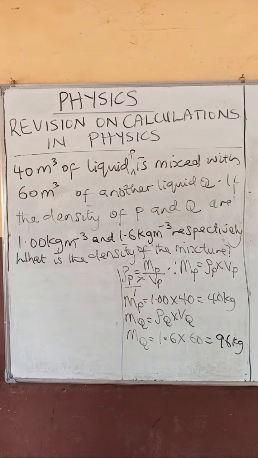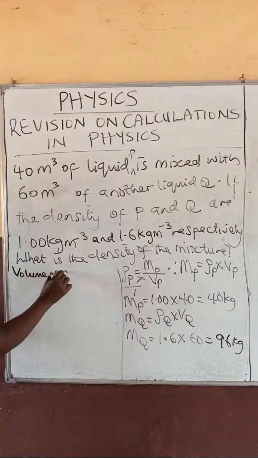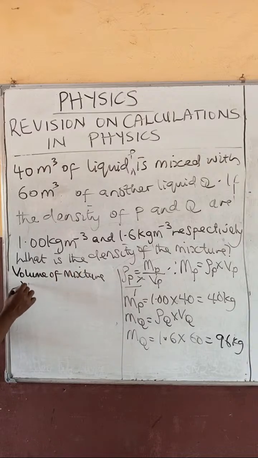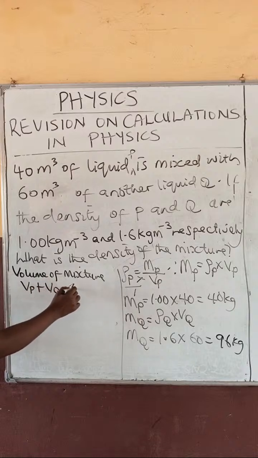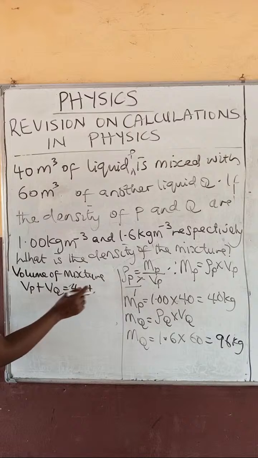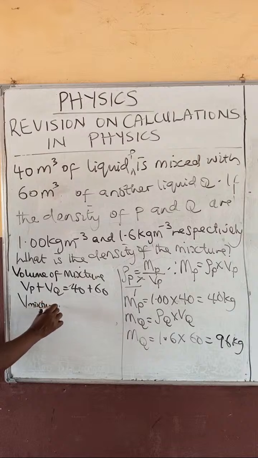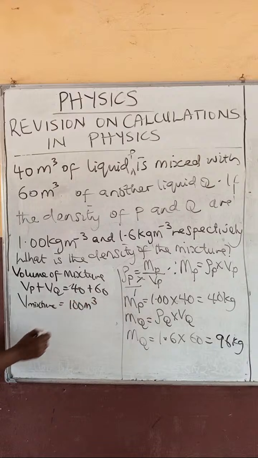Okay, so let's solve. You're going to get the total volume of the mixture. The volume of the mixture is what? Vp plus Vq, right? My Vp is 40 plus my Vq is 60. So the total volume of the mixture is equal to 40 plus 60, which gives me 100 meter cube, right?